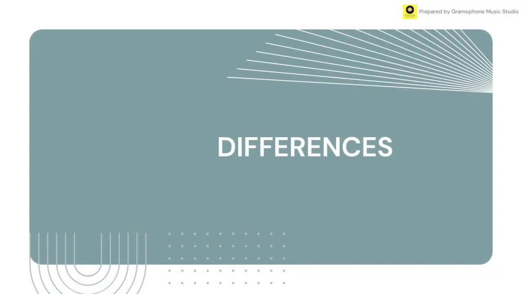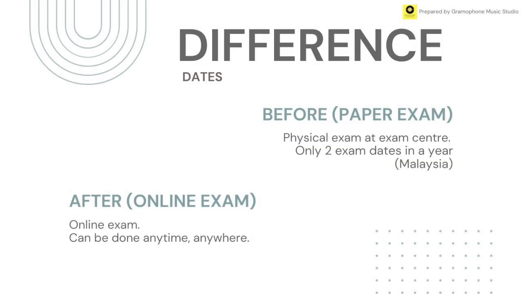Now, I'll talk about the differences between these two exams. Firstly, the paper-based exam was a physical exam at the exam center, and there were only 2 exam dates in a year for the Malaysia region. And for the online exam, the mode will be online and can be done anytime, anywhere.